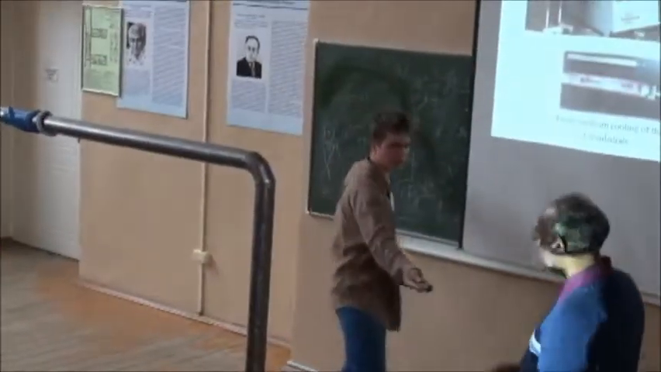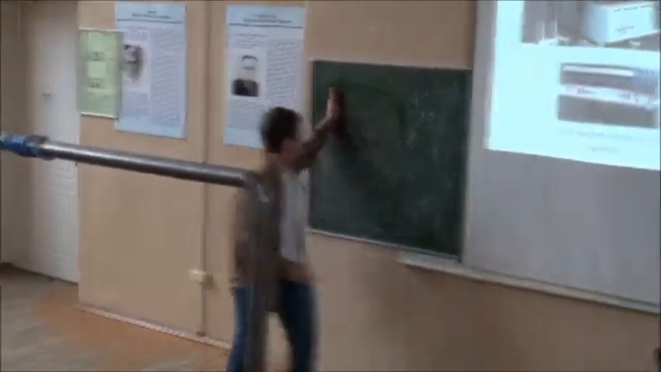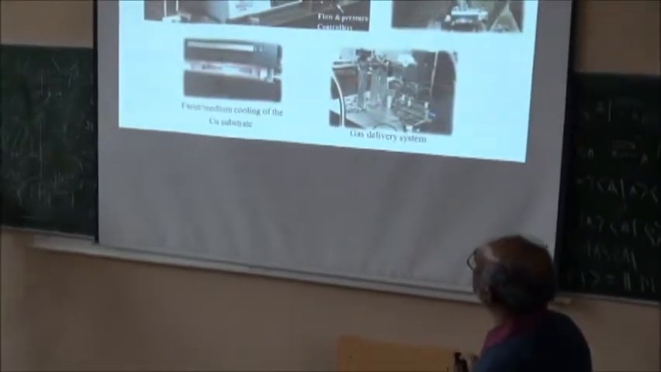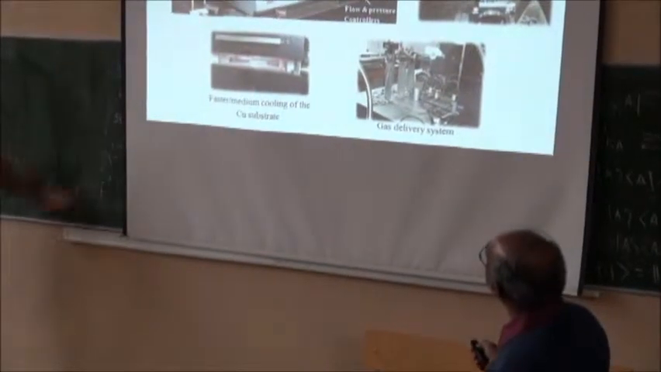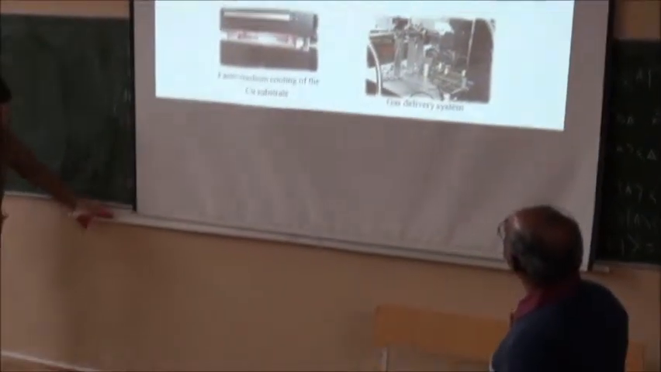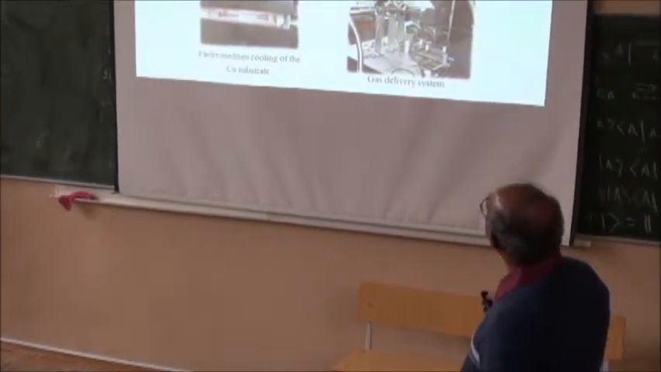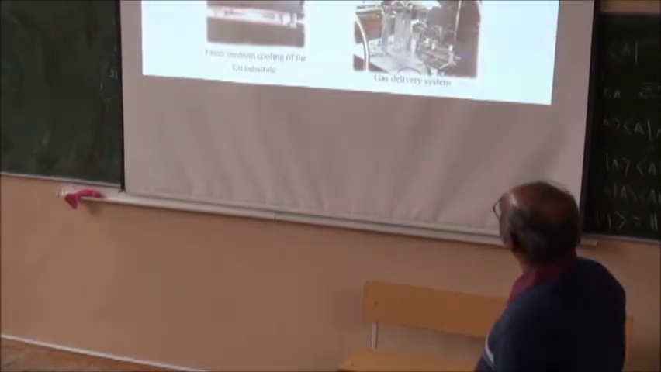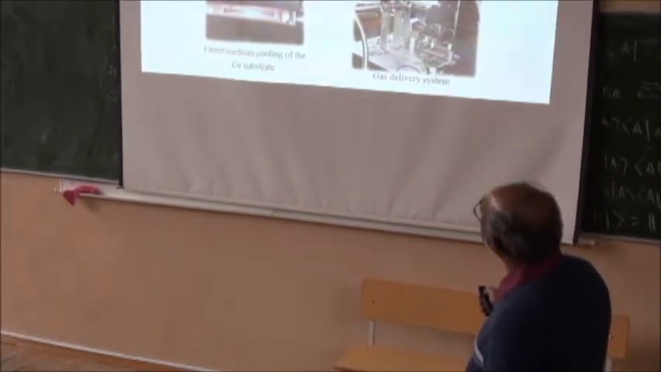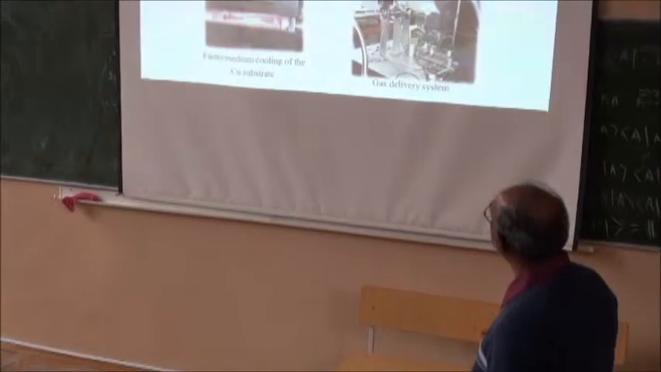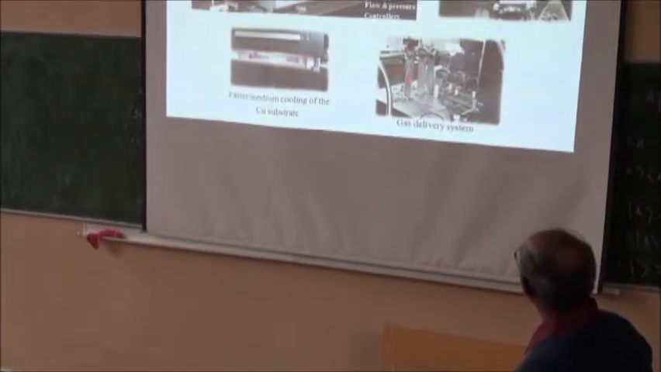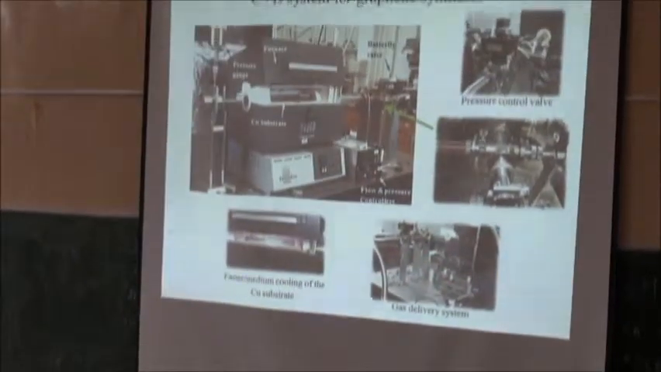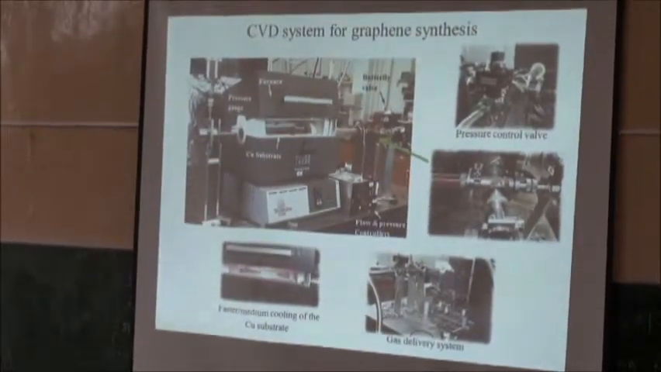Okay, so this is the real experimental setup, like I said. This is the reactor. We have the pressure gauges, the pumps, and the flow controllers. Usually we have the copper inside the reactor. This is how it looks like, with all the components like pressure control and flow control. These are just the details of the system.